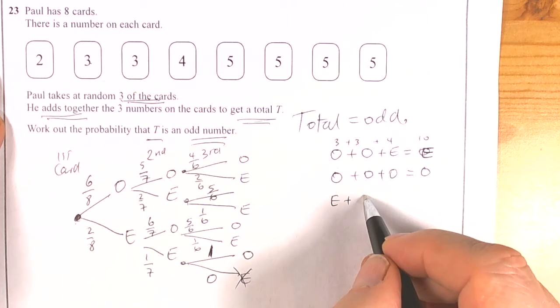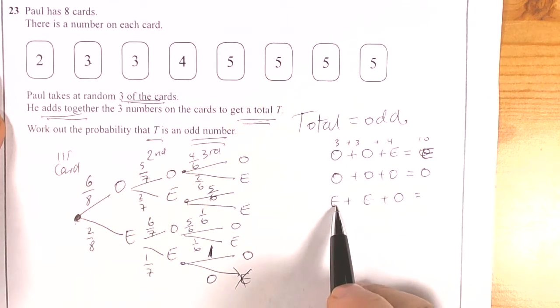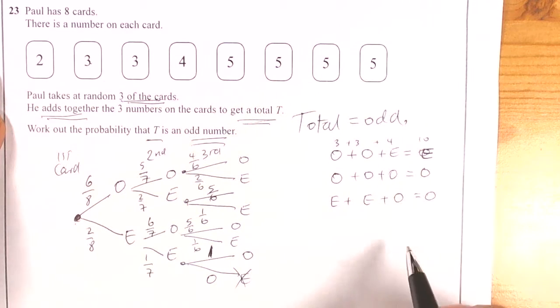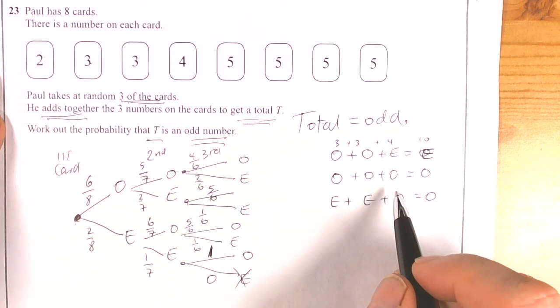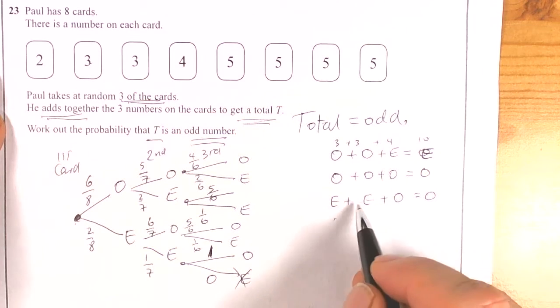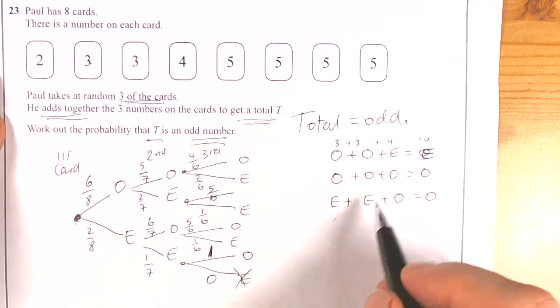Even plus odd. So what do we get? 4 plus 4 is 8, plus 3 is 11, so it's going to be an odd number. Any other combinations that we have to think about? Well, we've got 1 odd and 2 even. We've got 1 even and 2 odd, and we've got all 3 odd.